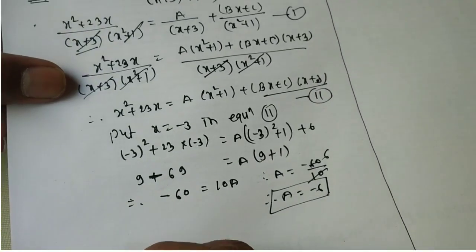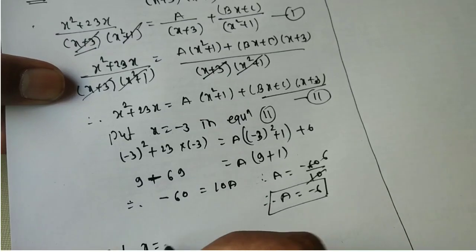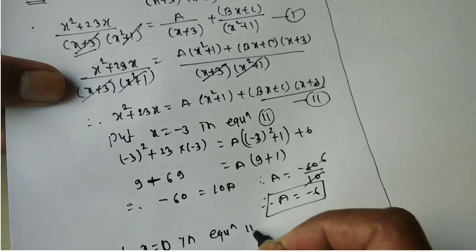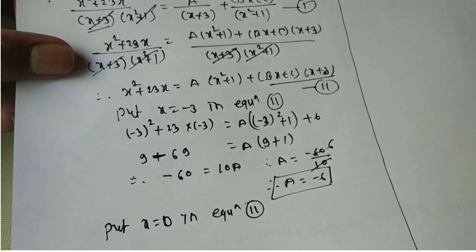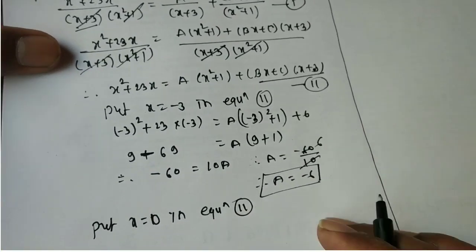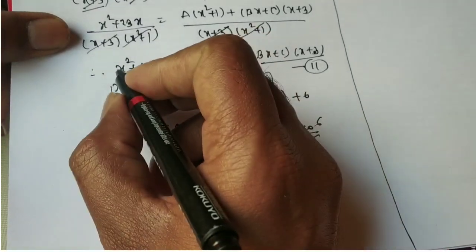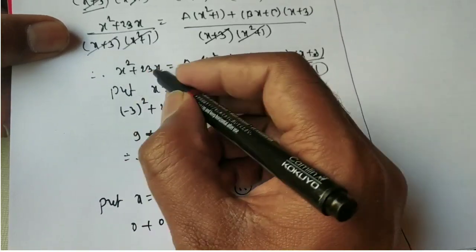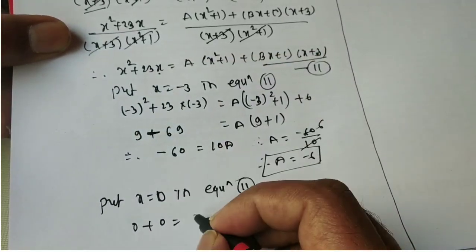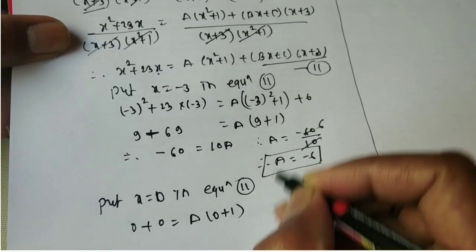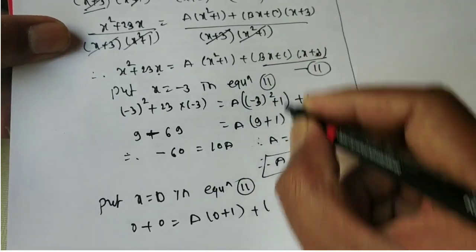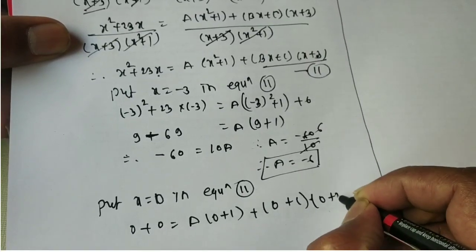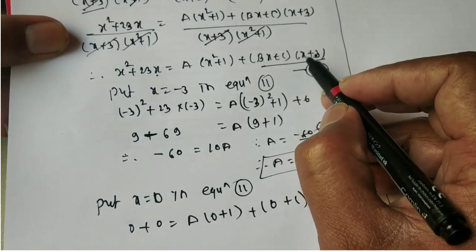Now I told you have to put any value, so I will put x equal to 0. Again put x equal to 0 in second equation. So what you will get? Put x equal to 0, then 0 plus 0, right? X is 0, then 0 0, correct? Then this is equal to a into x is 0, so 0 plus 1. X is 0, so then b into 0 is what? 0 plus c, and 0 plus 3. I replace x as 0.